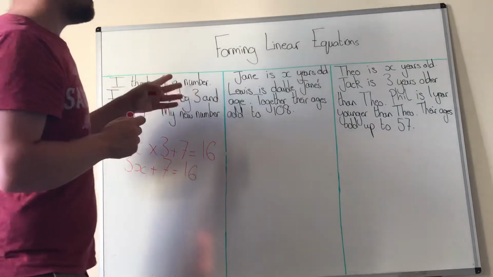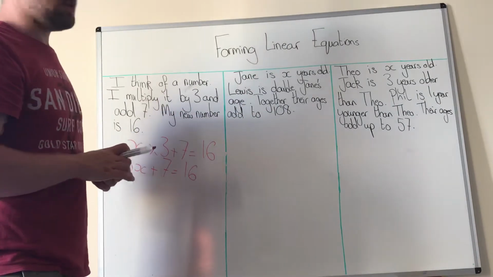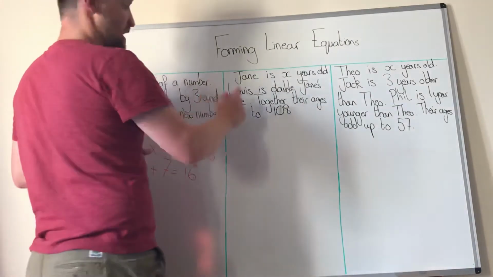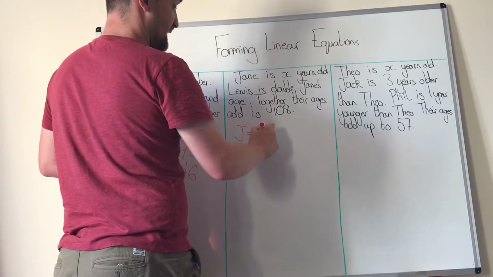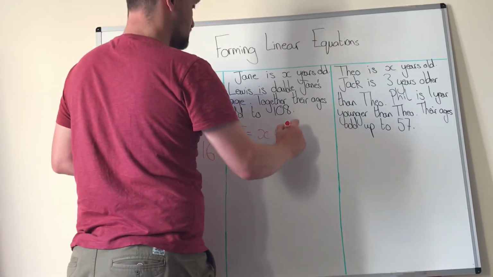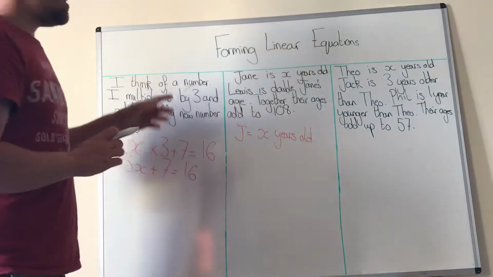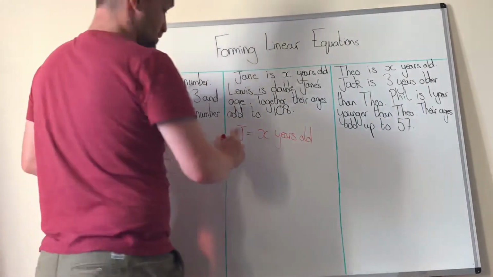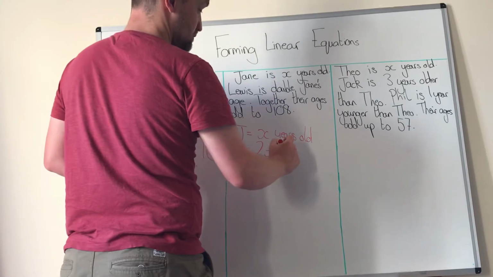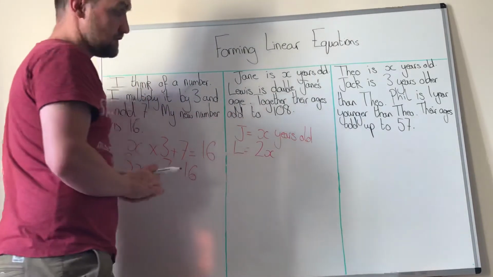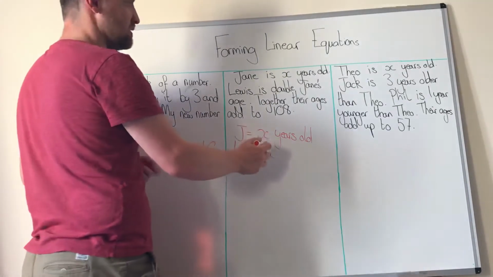So have a look at the second one. Jane is x years old. Lewis is double Jane's age. Together their ages add to 108. Okay, so Jane, I'm going to call her J, is x years old. If Jane is x years old, Lewis is double Jane's age, so Lewis would be 2x. Jane is x, so Lewis, because he's double it, must be 2x, 2 times x, okay?